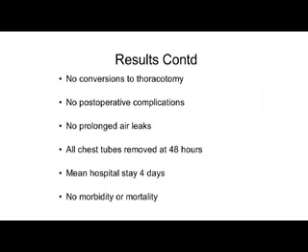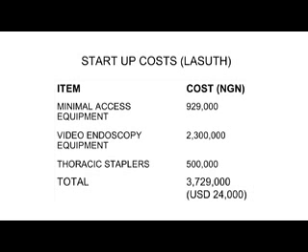Results: I guess maybe from the case selection, they were relatively straightforward cases. So there were no conversions to thoracotomy, no post-op complications. We had no prolonged air leaks. All tubes came out at 48 hours. Mean hospital stay was 4 days, and there was no major morbidity or mortality.